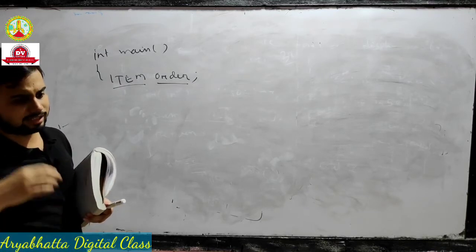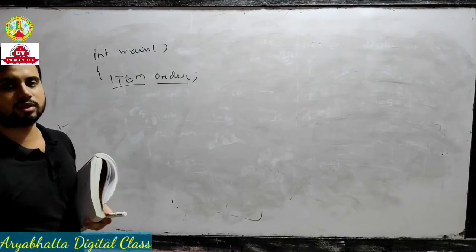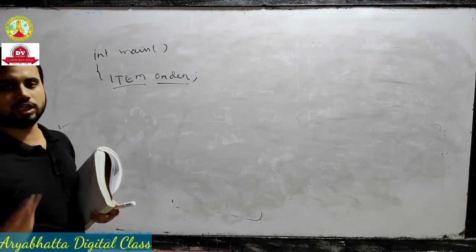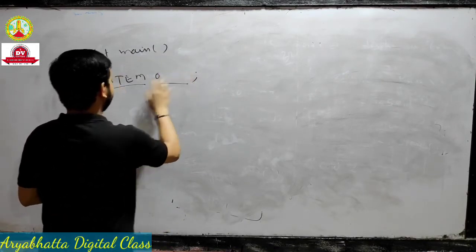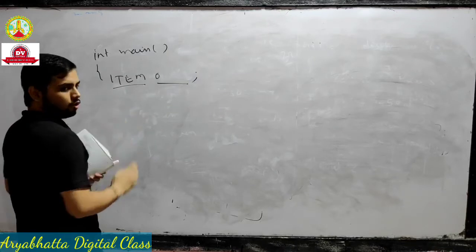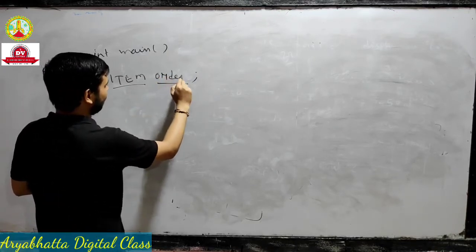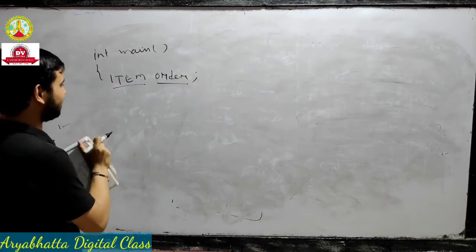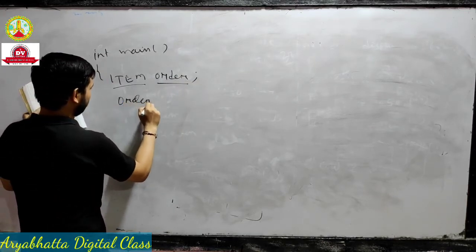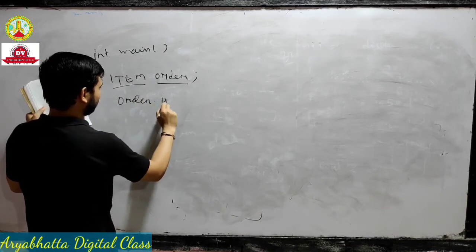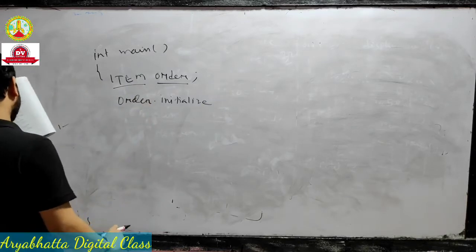Like that, a class is user defined, and an object is also user defined, meaning the object name is also user defined. You can use any name. Suppose item O, then you have to write O, or item OR, you have to write OR. But here we have taken order. Item is the class and order is the object. And now this is the dot operator. The dot operator is used for accessibility.